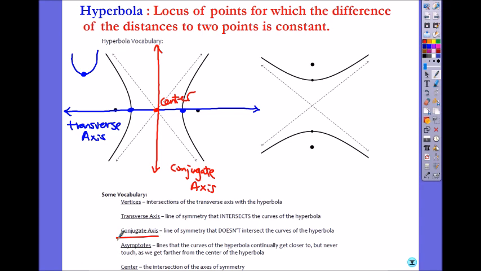And what are the asymptotes? Asymptotes are these dashed lines, the x. The hyperbola starts from the vertex, and it gets closer and closer to the asymptote, but it never touches the asymptote. So the asymptote gives you the shape of the hyperbola.